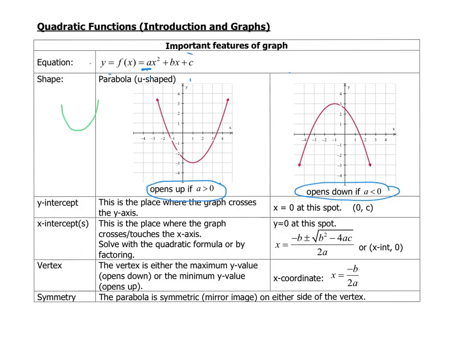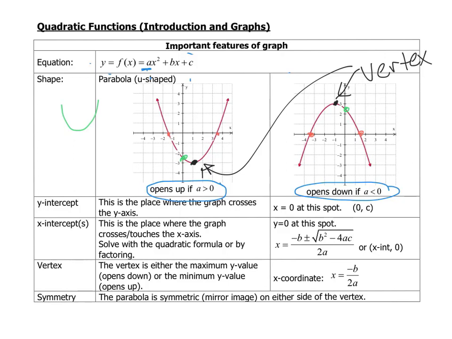Now, these graphs have this U shape, and there are some features of each graph that are important to be able to identify. First, the place where it crosses the y-axis, that's called your y-intercept. The places where it crosses the x-axis, if it does, or maybe it just touches the x-axis, are called our x-intercepts. This spot right here, where our U shape turns, is the vertex of our parabola. That's an important spot to help us graph our parabola. You always have to know the vertex.